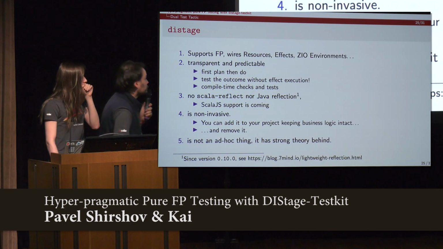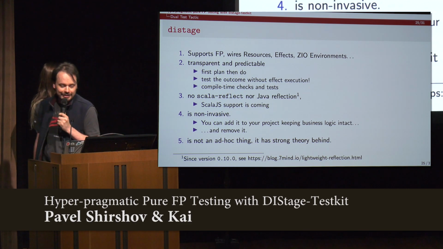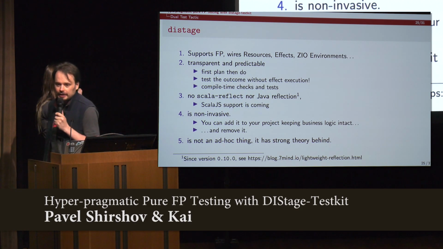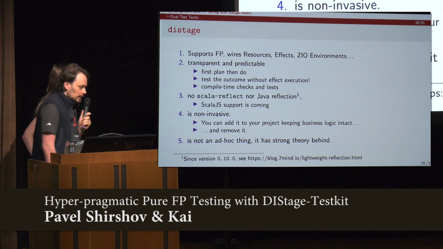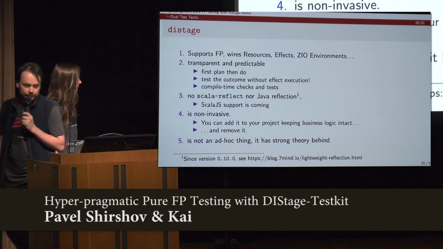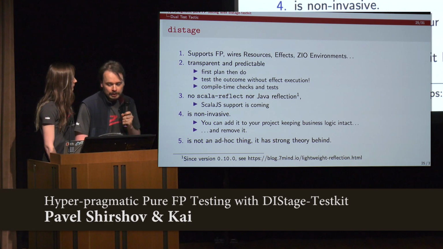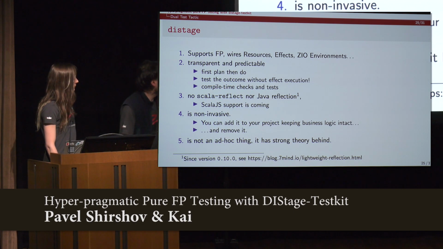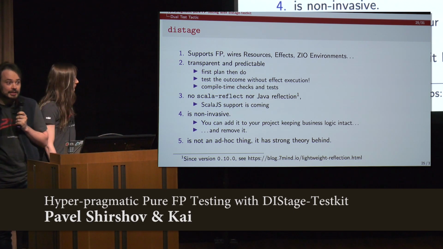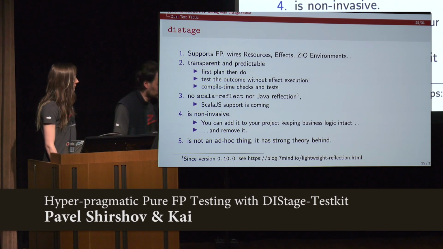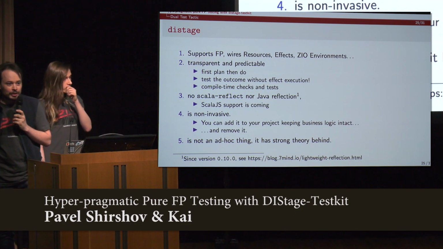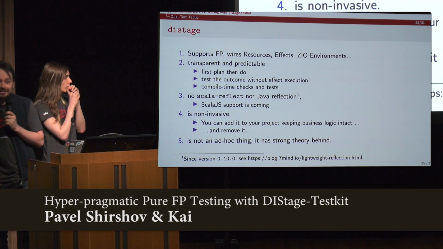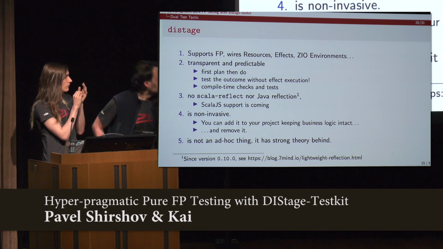Why is DIStage good for you? Because it supports functional programming. It can wire resources, effects, DO environments, cakes, and whatever you want. It's transparent and predictable. It first plans the job and then does it. And it allows you to test your outcomes without actual effect execution. You may have compile-time checks and compile-time tests. And there is no dependency on Scala Reflect nor Java reflection. And Scala.js support is coming. In fact, we have implemented our own lightweight symbolic computational simulator of the Scala typer. There is a link on the screen. You may read about it. It may be an interesting read for many people.